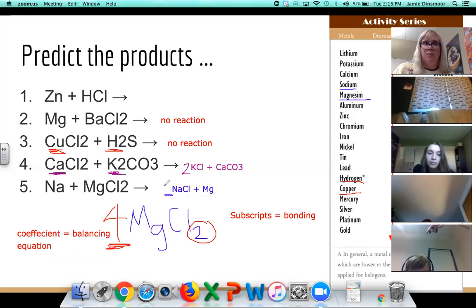So to fix that, we can put a 2 in front of our sodium chloride, and then we can put a 2 in front of our sodium. Now we have 2 sodiums on each side, 2 chlorines on each side, 1 magnesium on each side. Okay, that was a lot.